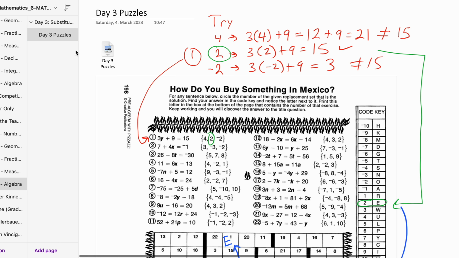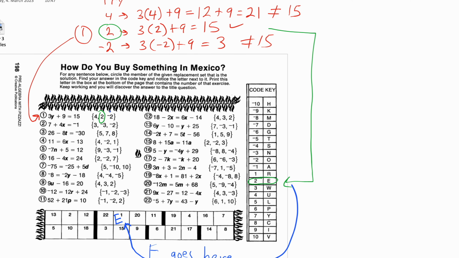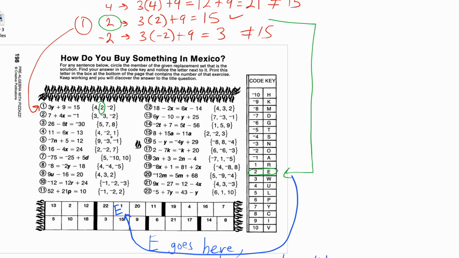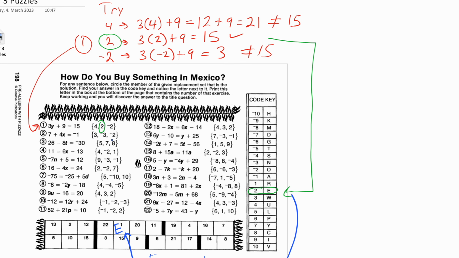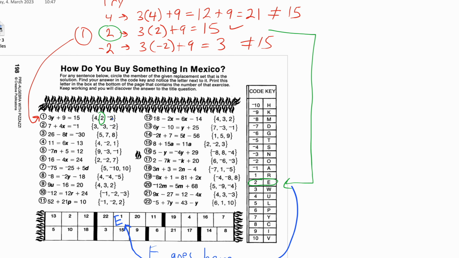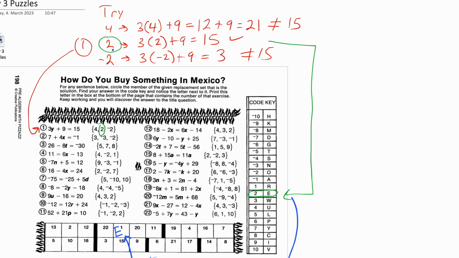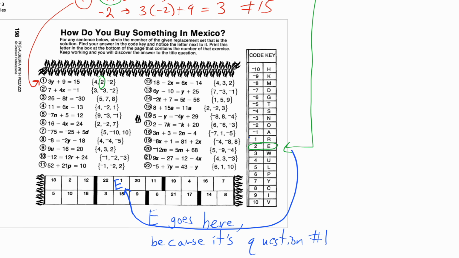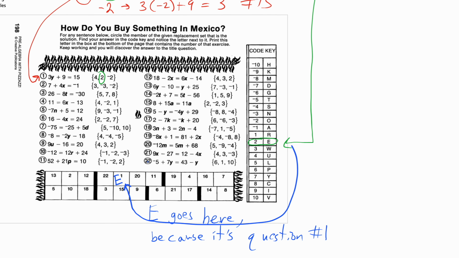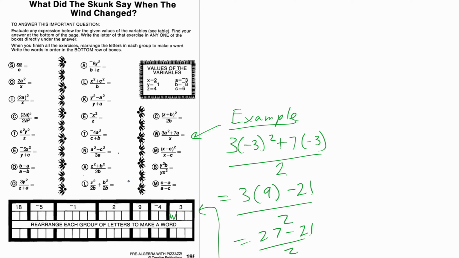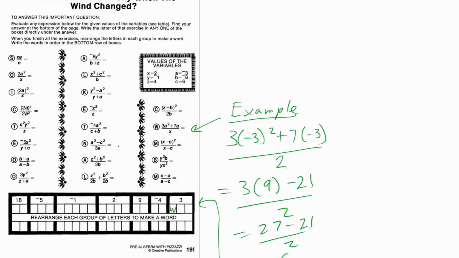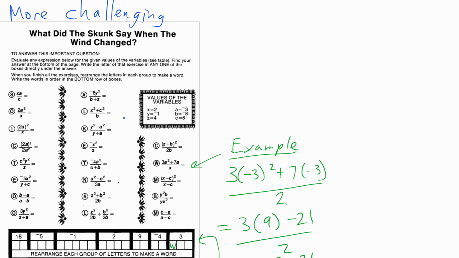We also have a couple of puzzles that you can do. The first one is an easier puzzle where you just substitute in 4, 2, and -2, and you see which one works. In the first example, the answer is 2. So that means you put a letter E in this square right here. Okay, and the second puzzle has some more challenging things. So if you want more of a challenge, you can do the second puzzle.